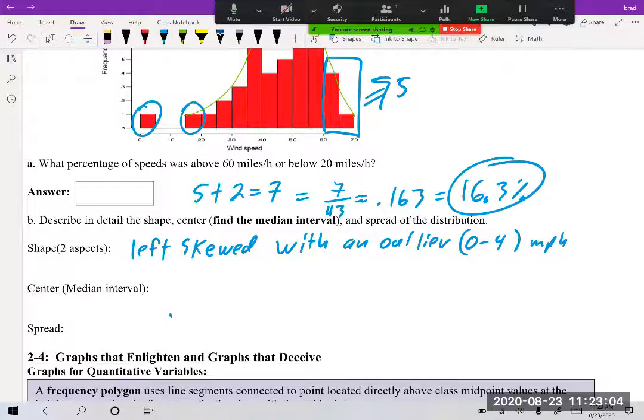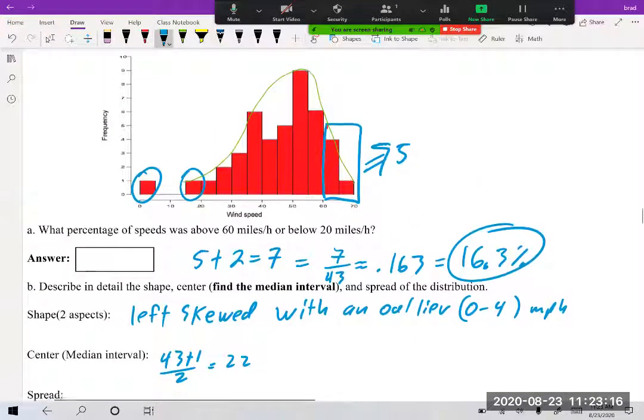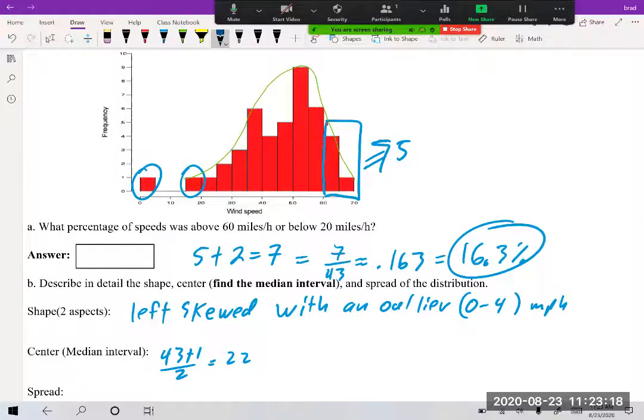Now the center we could find by doing 43 days plus 1 and divided by 2. So we get 22. So now we need to go and count until we hit 22 days. So I'm going to start counting right now. So here's 1, here's 1, here's 1. So that's 3 total so far. Here's 2, here's 3, here's 6.